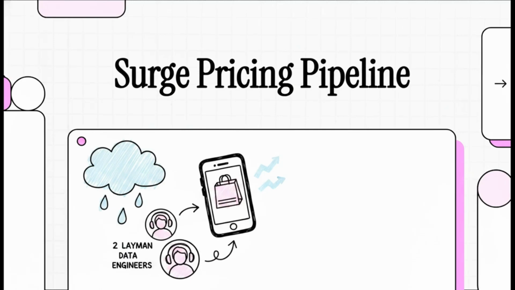Today, we're going to reverse engineer a piece of everyday magic. We're diving deep into the exact data architecture that makes your favorite food delivery app spike its prices the very second a drop of rain hits the ground. Using some incredible deep dive insights from the two Layman Data Engineers podcast, we're going to meticulously break down this complex, invisible system, kind of like a tech documentary.